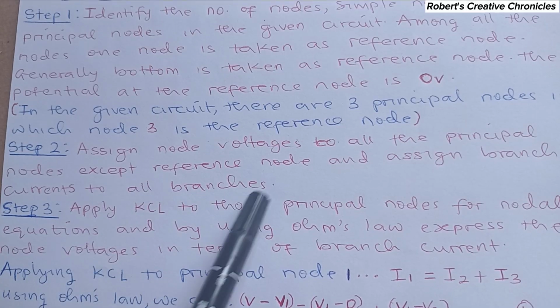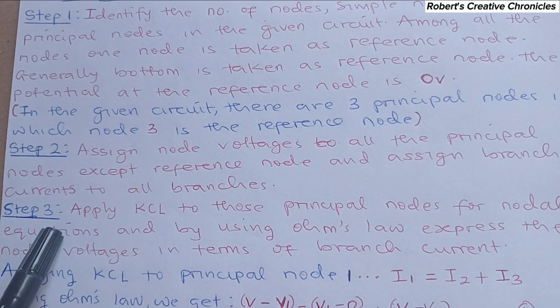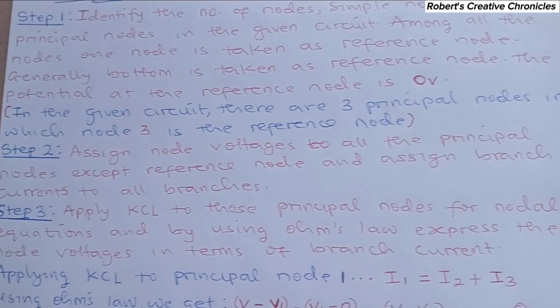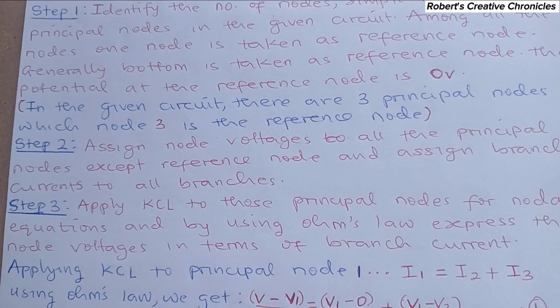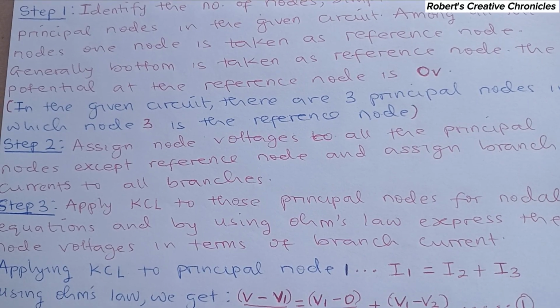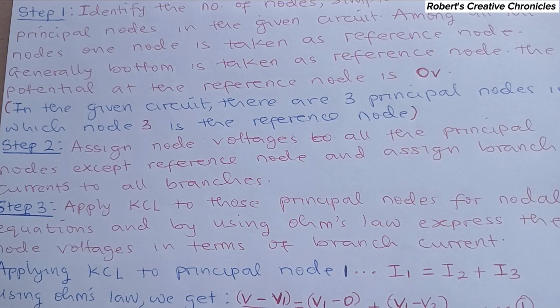Then assign node voltages. The second step, okay, we have done this. Then the third step, apply KCL to those principal nodes for nodal equations, and by using Ohm's law, express the node voltages in terms of branch current. So we're going to apply KCL to all the principal nodes.